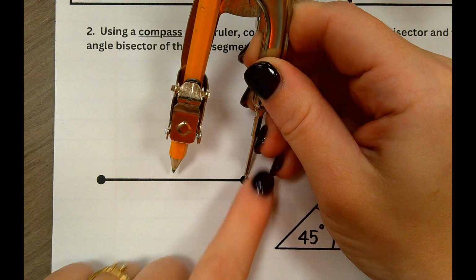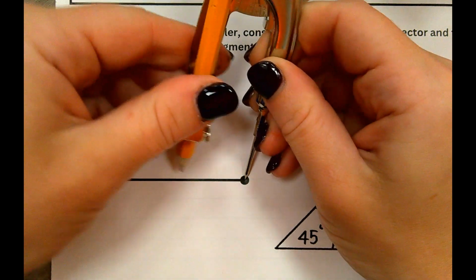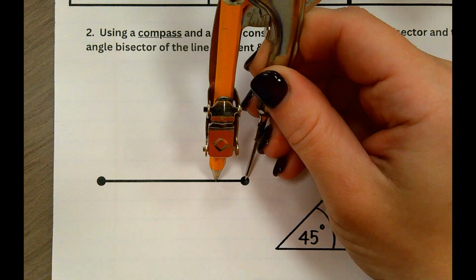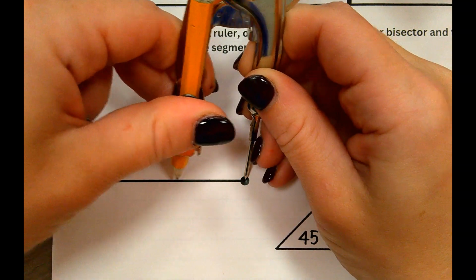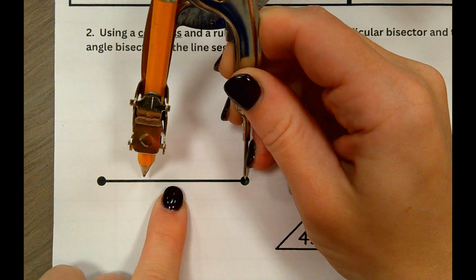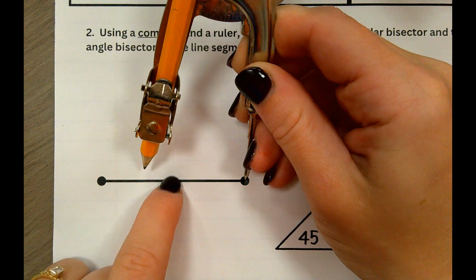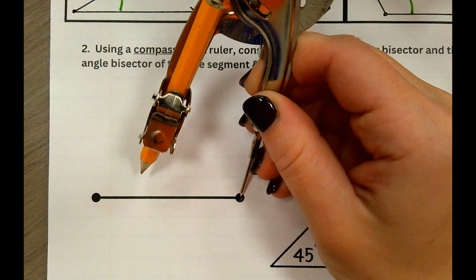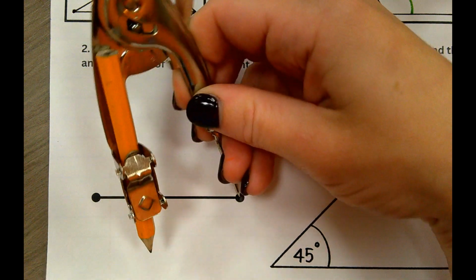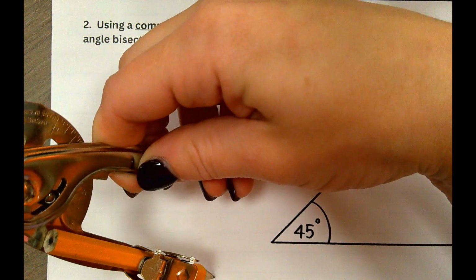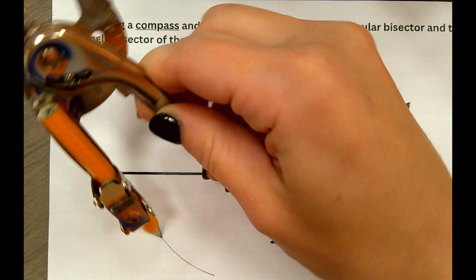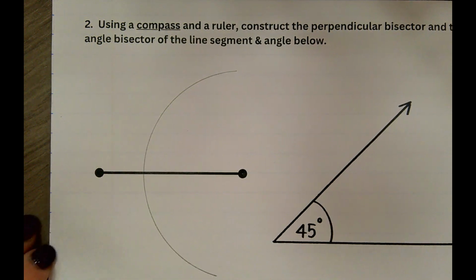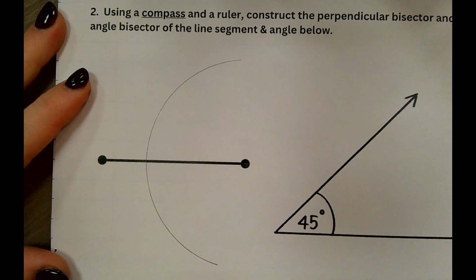Making sure you have your compass opened wide enough. If I had it closed like this, I'm not going to be able to do anything. I need to open it more than half the length. This would be about the halfway point. I want to make it bigger than that. So I've got it here, and we are just going to make a great big arc. Like that. Okay, so I've got my first arc.